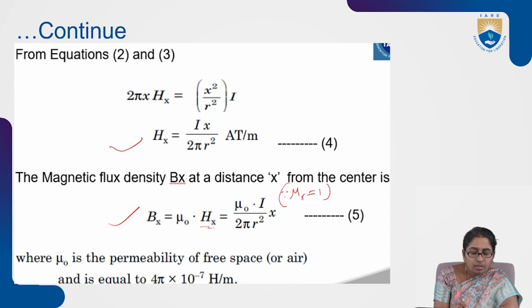Now the mu naught value is basic knowledge. Mu naught is the permeability of free space, or air, whose value is 4 pi into 10 power minus 7.